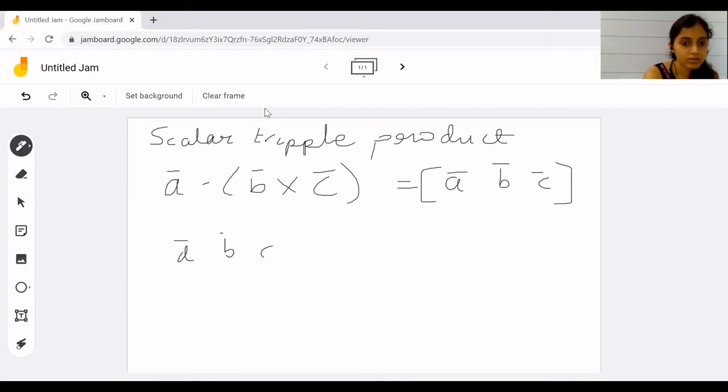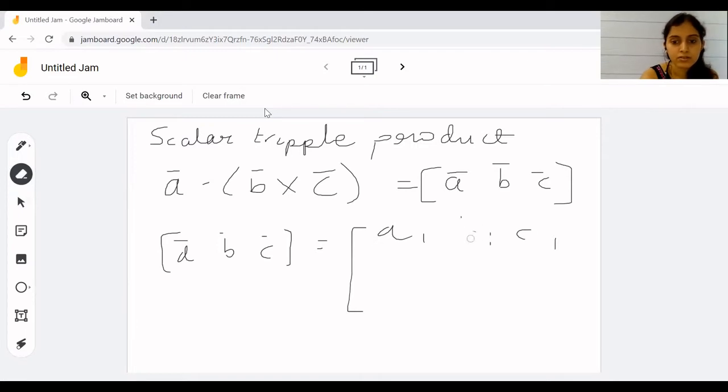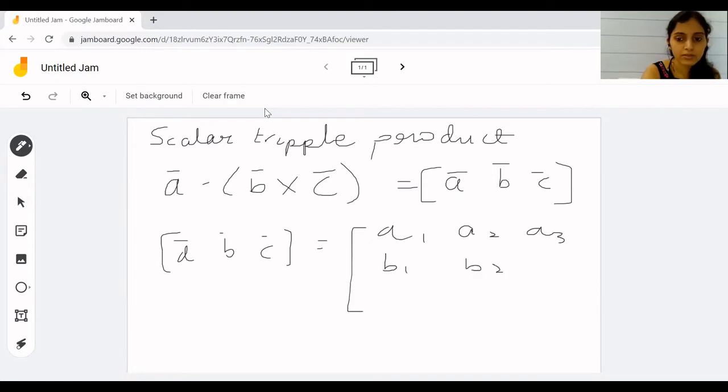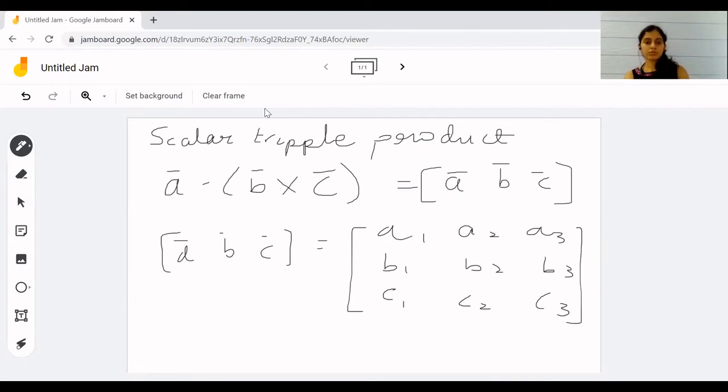A bar, B bar, C bar is equal to the determinant with rows A1, A2, A3, B1, B2, B3, and C1, C2, C3. You can check for the proof in the textbook. It's quite simple that way. Find the cross product and then take a dot product with A bar. Then properties of scalar triple product.